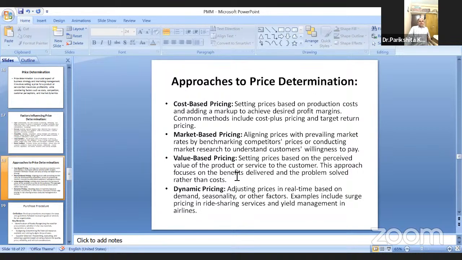Next, what are the approaches to price determination? There are different approaches. First approach is cost-based pricing. Second, market-based pricing, and value-based pricing. So many approaches are there. You tell me, what is cost-based pricing?